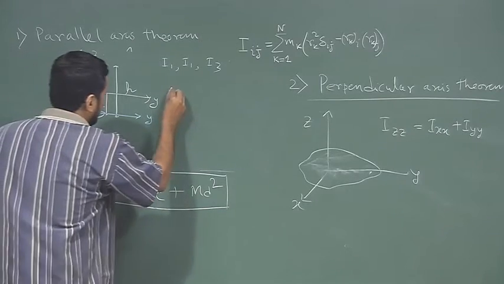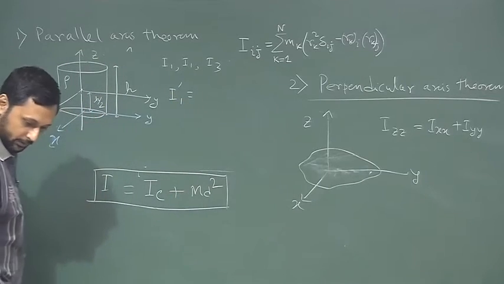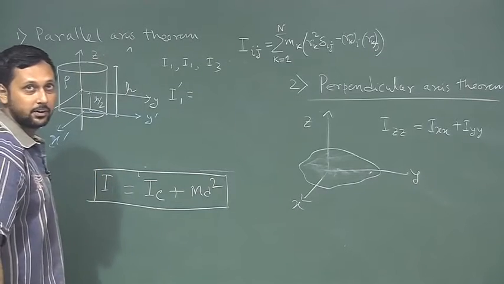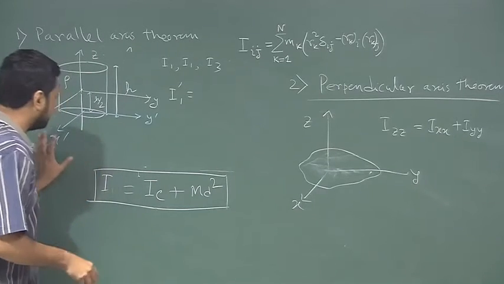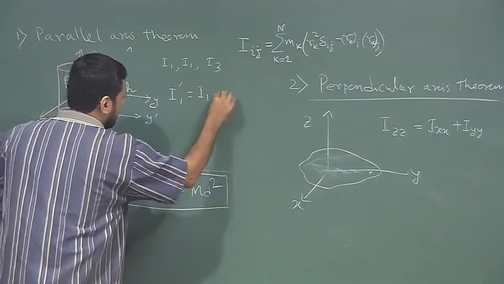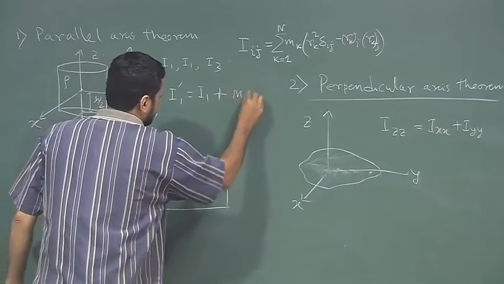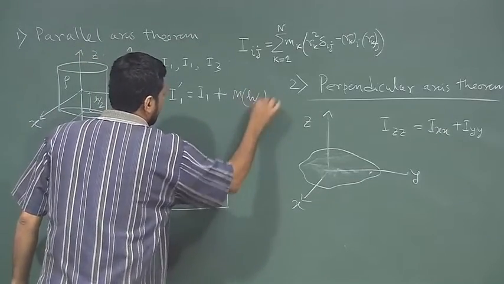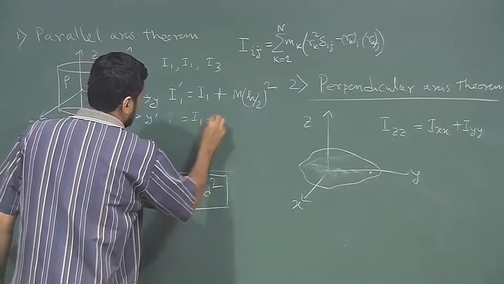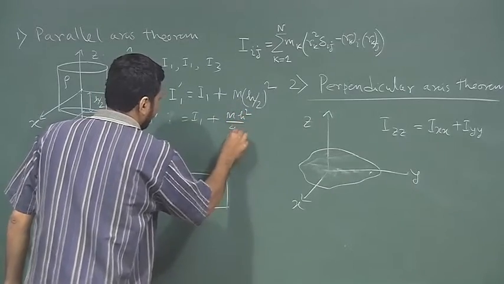Okay. So, I1 prime, let us call this the primed axis. Please do not confuse it with the previous prime notation we have used. I am just taking a specific example. So, I1 prime is equal to I1 plus m, let us say m is the mass, m times h by 2 whole square. So, I1 prime will be I1 plus m h square by 4.